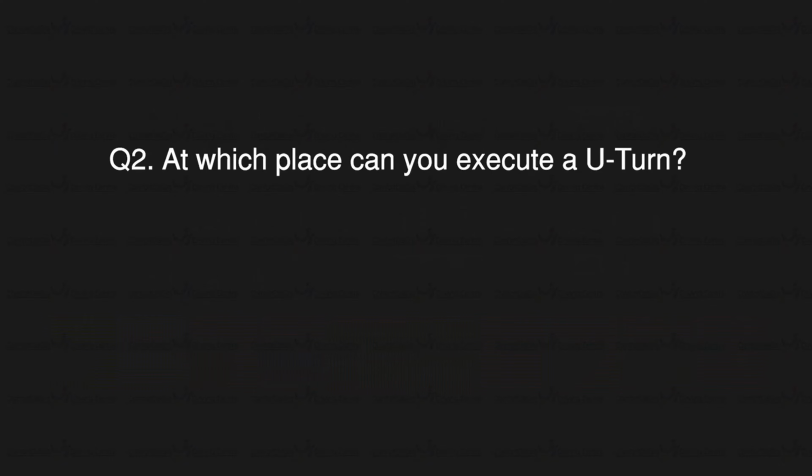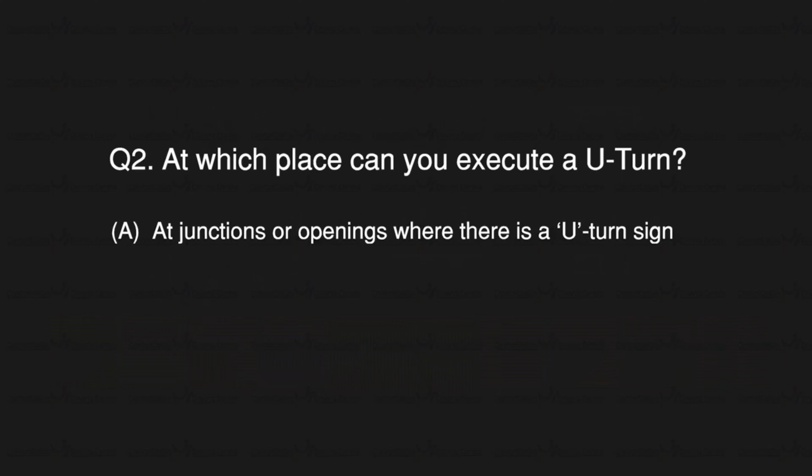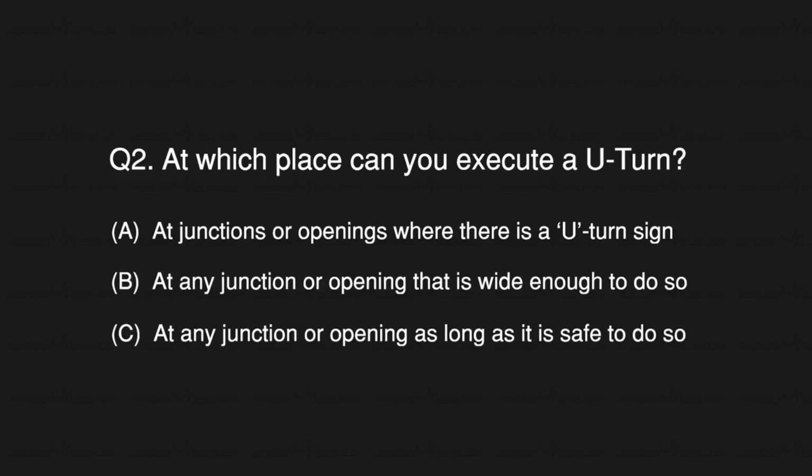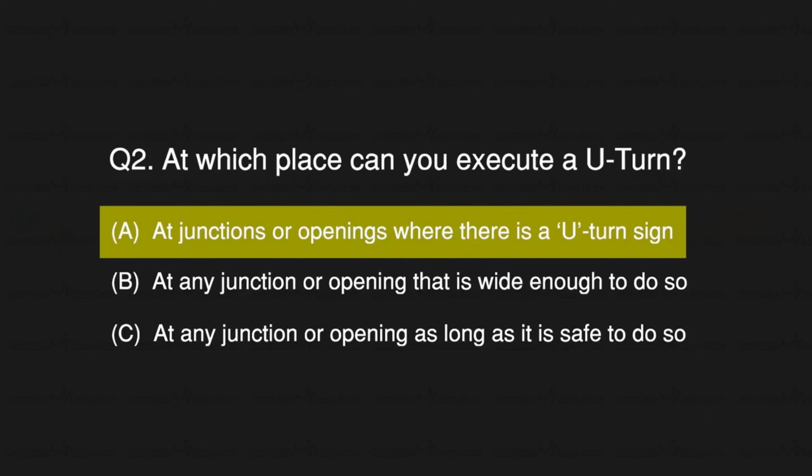2. At which place can you execute a U-turn? A. At junctions or openings where there is a U-turn sign. B. At any junction or opening that is wide enough to do so. C. At any junction or opening as long as it is safe to do so. The answer is A. At junctions or openings where there is a U-turn sign.